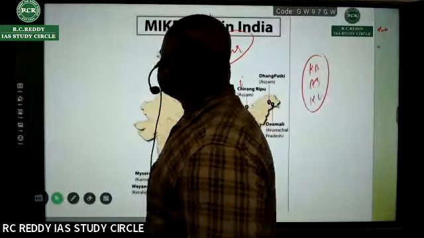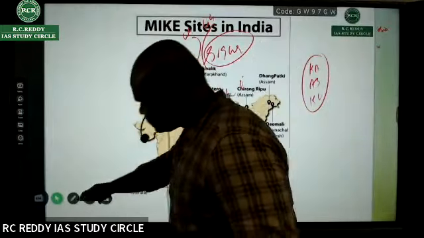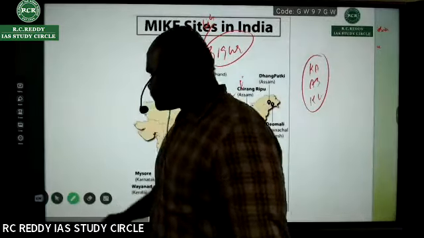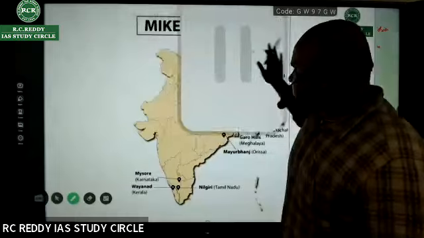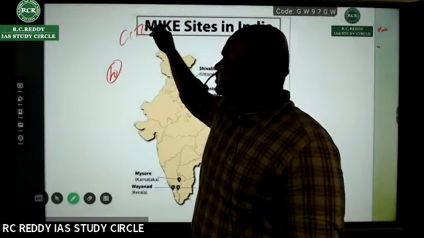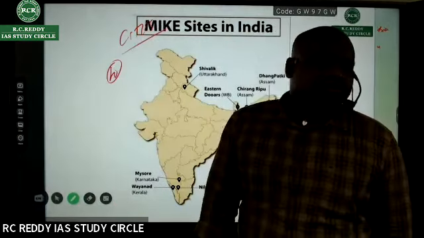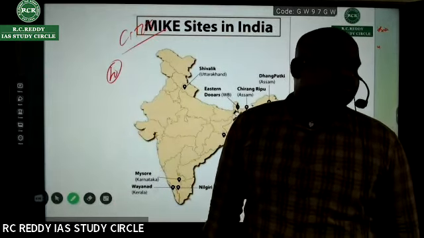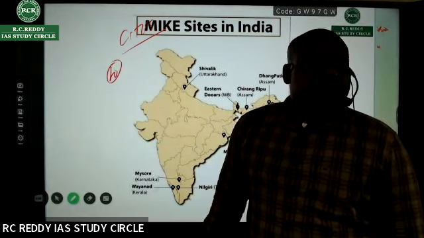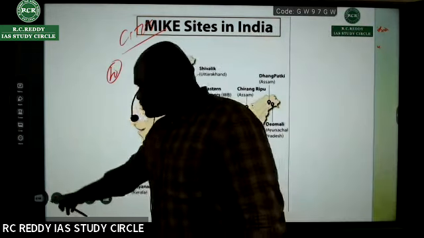Then we have something called MIKE sites. That is especially with respect to specialized conservation of your elephant reserves. So you can look into them. There are 10 MIKE sites, and these are fundamentally by what? The CITES convention. CITES is also called the Washington Convention, that is present, right? So talk about that.